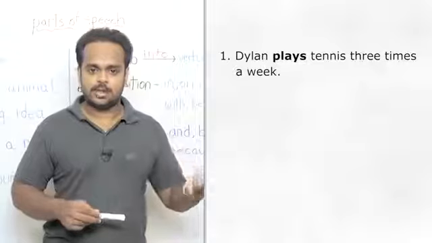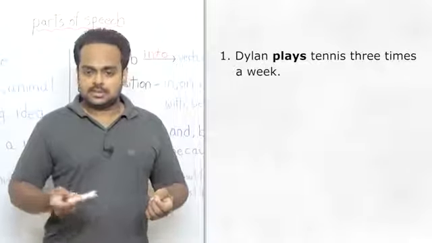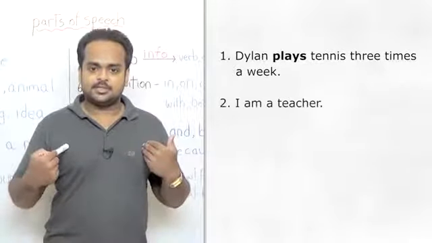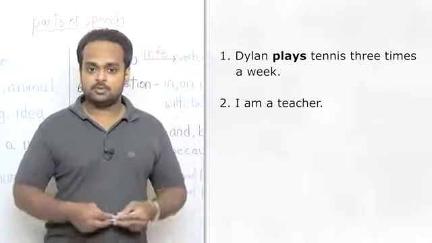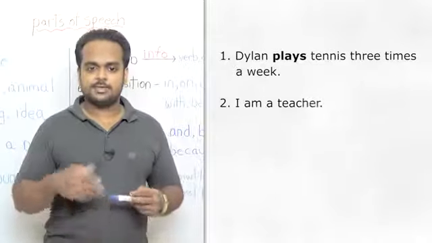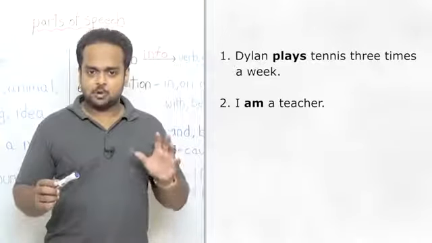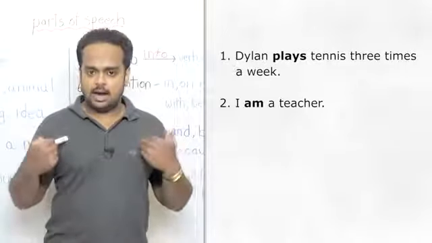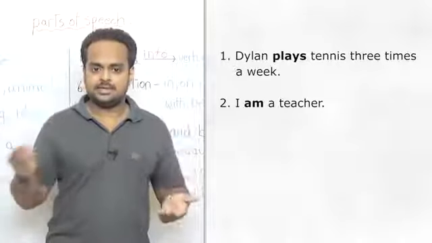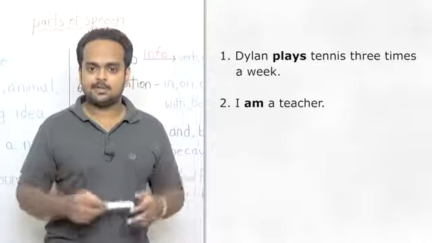So Dylan plays. In this next sentence, I am a teacher. Can you tell me which is the verb? The verb is am. That's basically just the verb be or to be, but we say I am, you are, he is, etc. So I am a teacher.